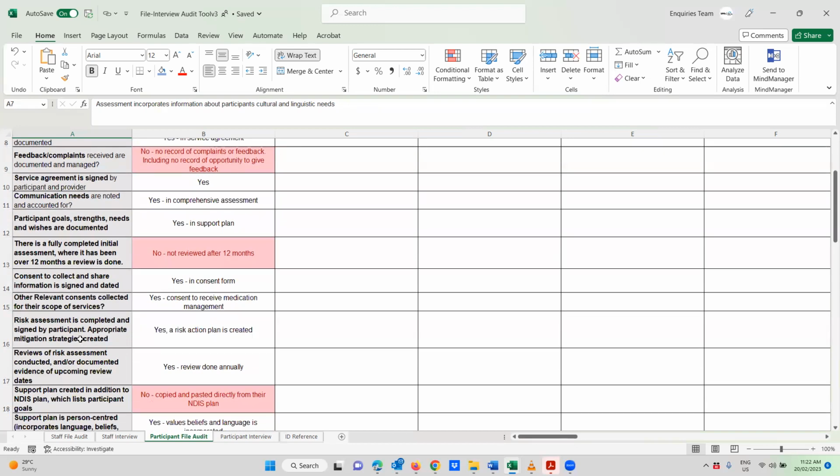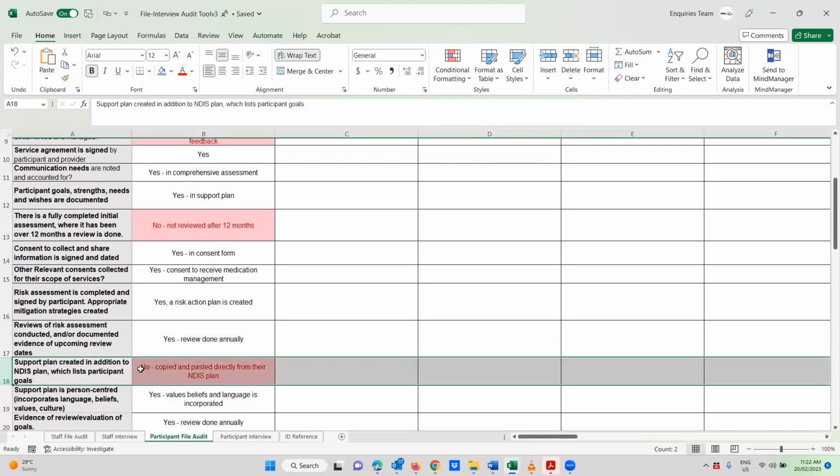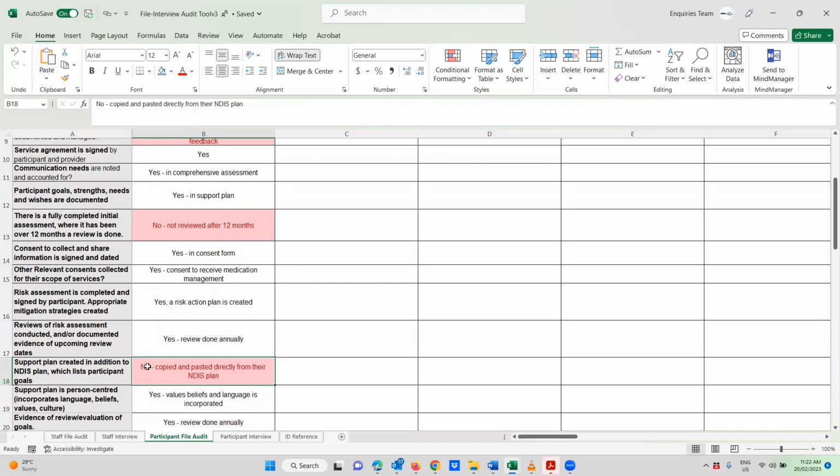So they're documents that need to be done on an annual basis, and we're looking to see that things are being done annually. So support plans are created in addition to the NDIS plan. Sometimes we see providers who don't understand how this works, and they're using the NDIA plan as the support plan, and that's not how it works.